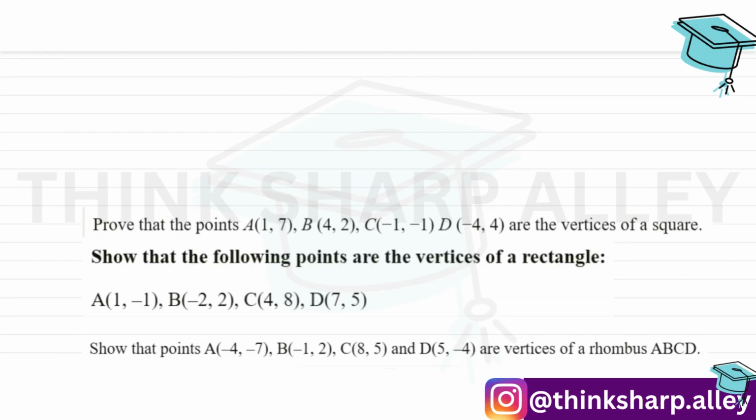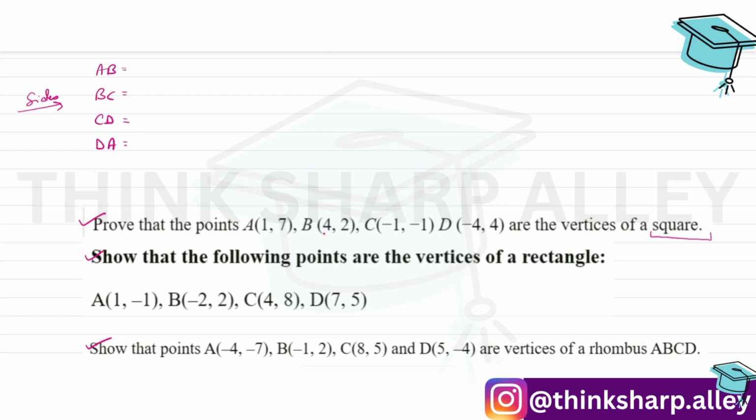The next questions are of this type, where certain points will be given and we have to prove that the points are the vertices of a particular quadrilateral. For this, we need to know the properties of sides and diagonals of the quadrilateral. For example, for a square, all sides are equal and diagonals are equal as well. So we need to first calculate the lengths of the sides, let's say AB, BC, CD and DA. These are the sides whose length we can calculate using the distance formula, and we are expecting that we'll get all the lengths equal. If you're not getting that, it means we have made some mistake.